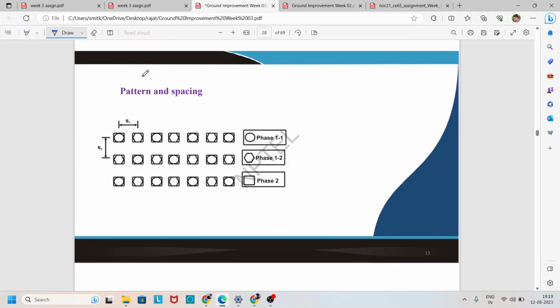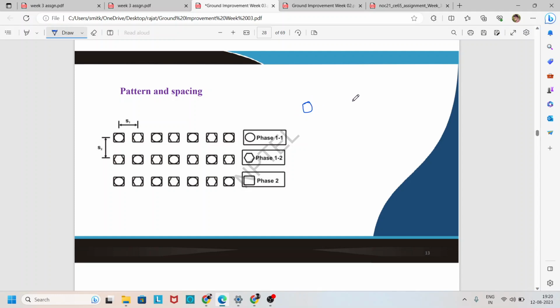Here we see the pattern and spacing, how it is actually applied in the ground. It is applied phase-wise, in two phases. The first is phase 1, and the second is phase 2. In phase 1, the pattern is given in circular shape.